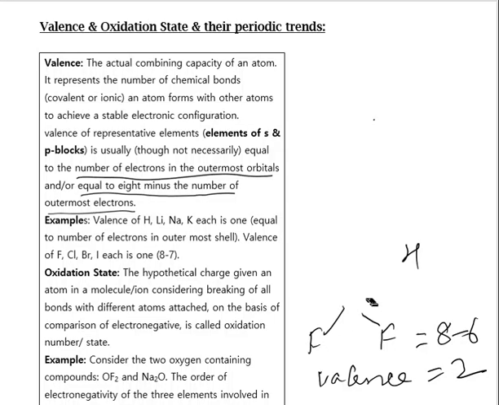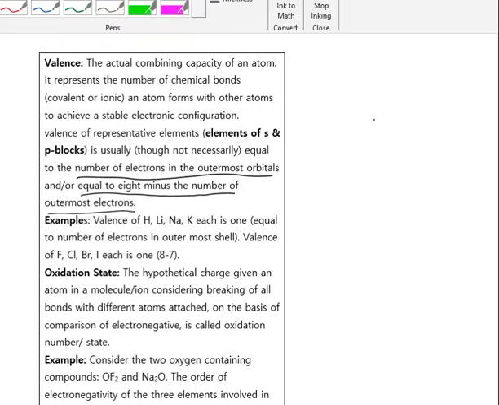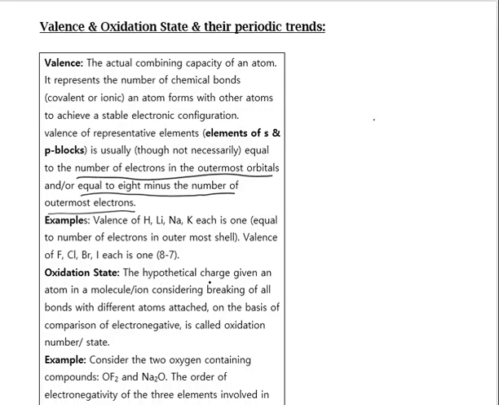I think everyone got this point. Okay, so now the oxidation state. What is oxidation state? The hypothetical charge given to an atom in a molecule or ion, considering the breaking of all bonds with different atoms attached on the basis of comparison of electronegativity, is called the oxidation number. Oxidation number is a charge. It is not only a number, it is a number of charge.